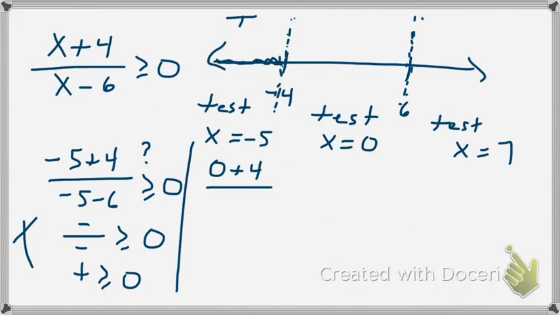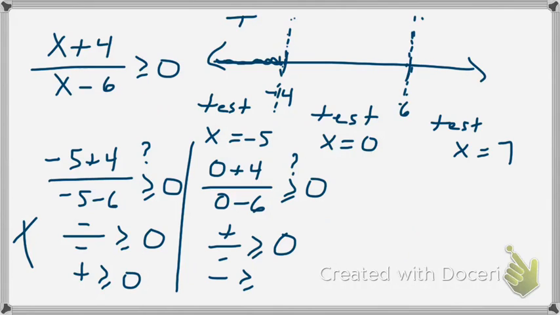Now we test 0. 0 plus 4 over 0 minus 6. We want to know, is it greater than or equal to 0? That's a positive divided by a negative. When you divide a positive by a negative, the result is negative. To say that a negative is greater than or equal to 0, that is not true. We know that 0 is not an answer, and all numbers in the middle are not answers.